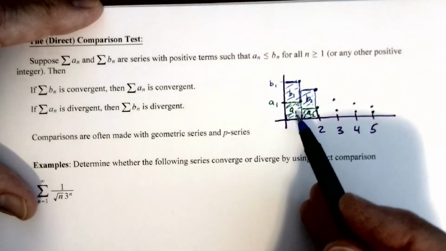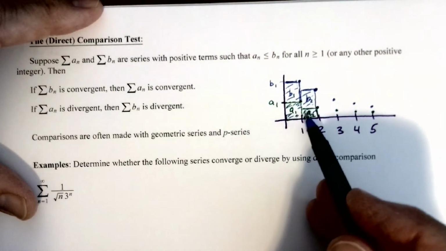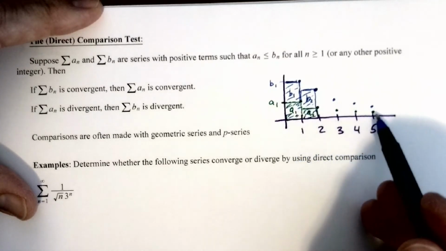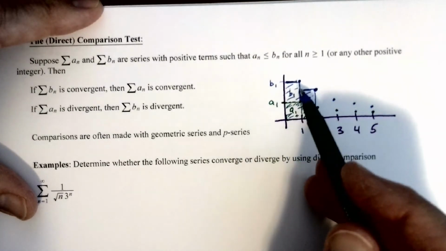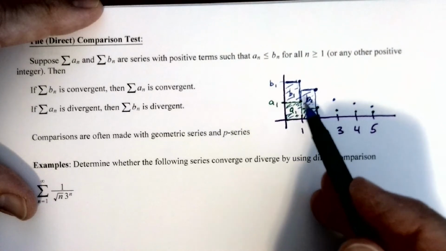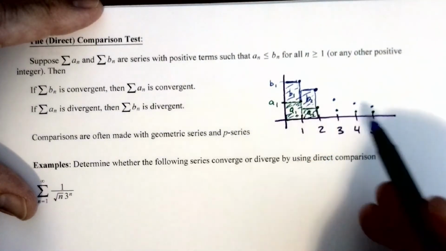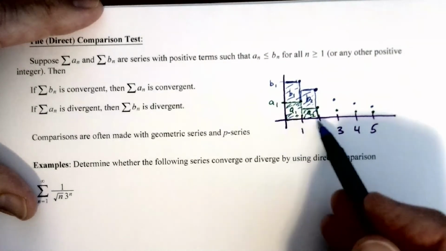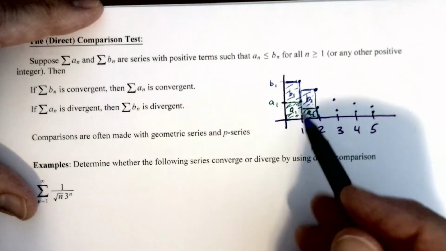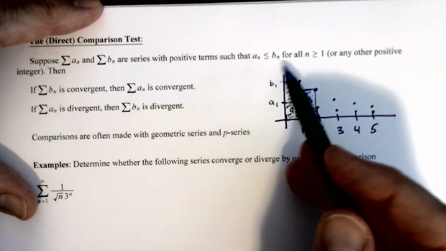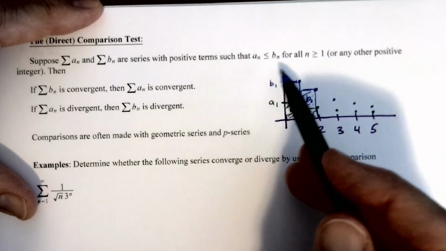Now we've got to be careful. What if I said the series a sub n is convergent? What if that's what I knew? What if I knew the green boxes added up to a finite quantity? Does that tell me anything about the b sub n series, the blue boxes? No, it doesn't. The blue boxes could be convergent, they could be divergent. So if the series a sub n is convergent, that tells me nothing about the b sub n's. So the direction of this inequality matters.